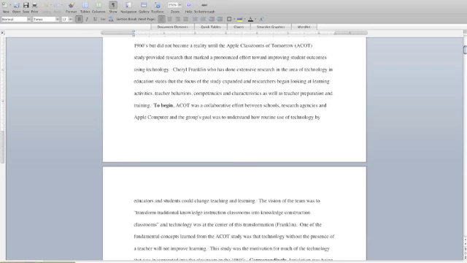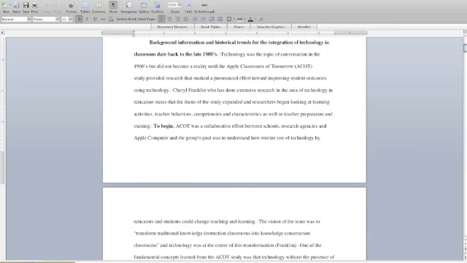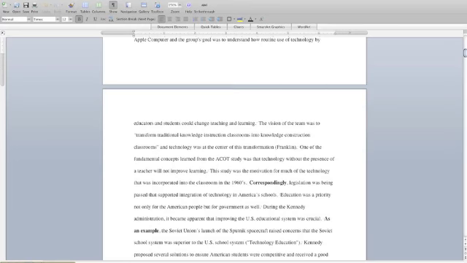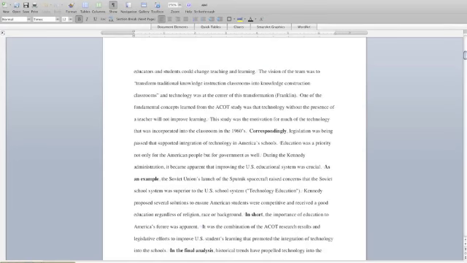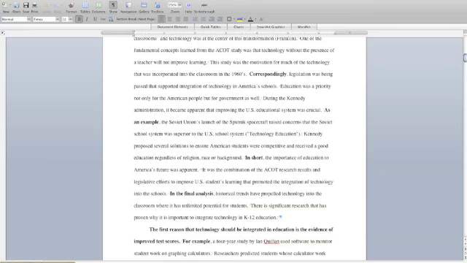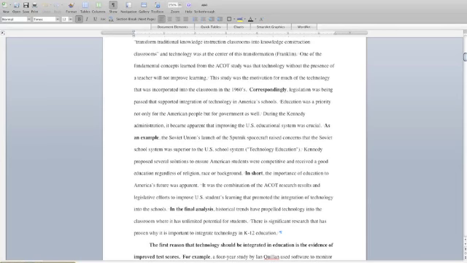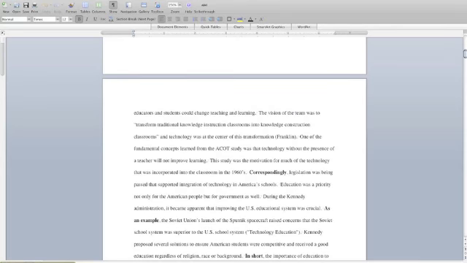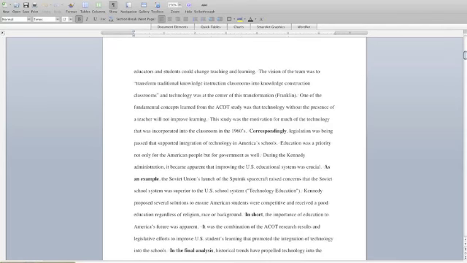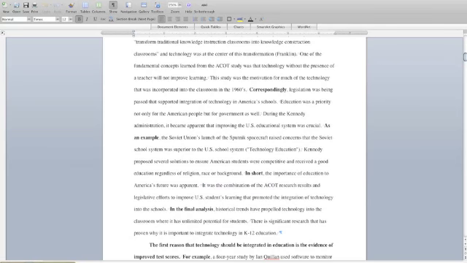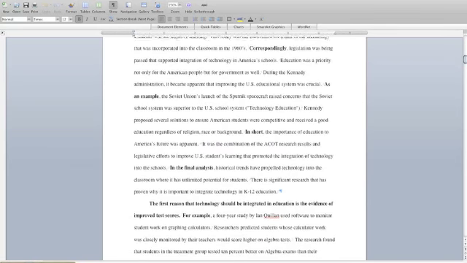And also notice the transition words, and how they're highlighted to begin: correspondingly, as an example, in short, in the final analysis, okay? And notice the in-text citations throughout. So this is a really good example of a paragraph that reveals the background information on this particular topic, okay?